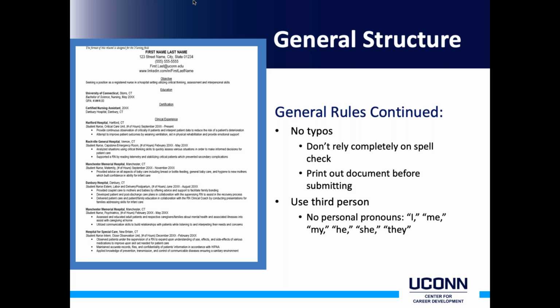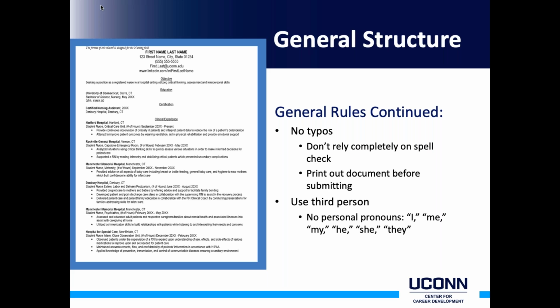So use third person. Instead of saying I did this, I did that, my lab was here, it would be my lab and I did these things. Resumes are always in third person, and that means no personal pronouns at all. So no I, my, he, she, they, anything like that. That's why when you look at bullet statements, they have things like provided couplet care to mothers and babies, and it starts out with a verb. So it doesn't say I provided care. Instead, they just start with the verb.